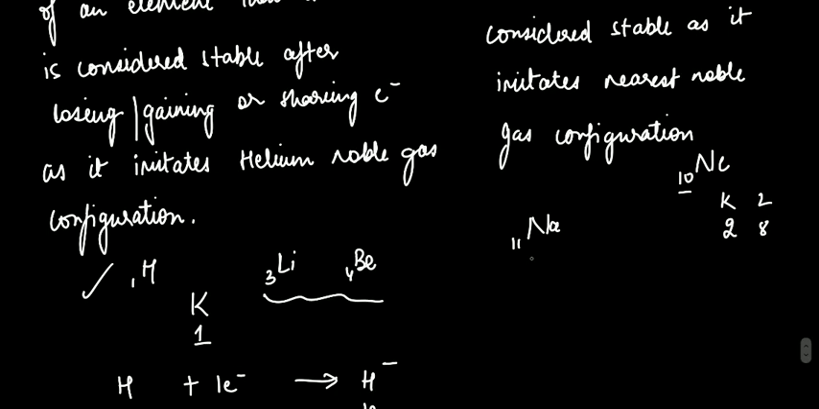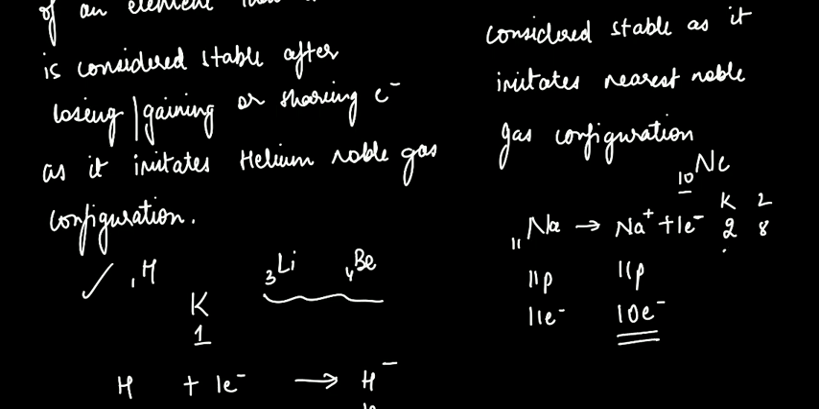If we talk about sodium, sodium has 11 protons and 11 electrons, and if it donates 1 electron and changes into a cation, it has 11 protons and 10 electrons. These 10 electrons are also present in neon, so it's imitating the neon configuration, only by donating one electron.